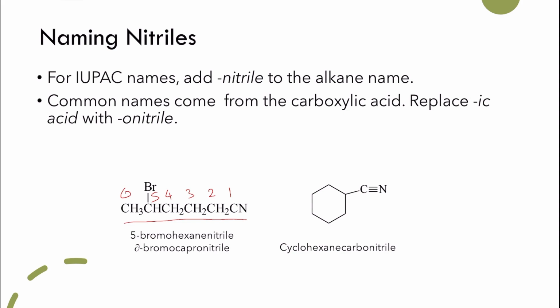So it's hexane nitrile. And then I need to look at the different substituents, which is the bromide here on carbon number 5. So it's going to be called 5-bromohexane nitrile.